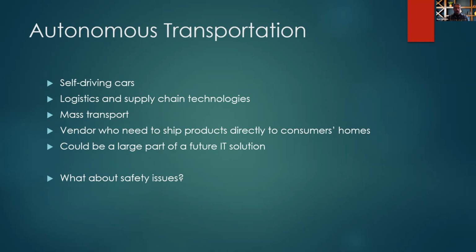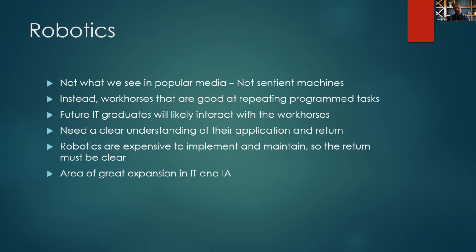Vendors need to be concerned about how they're shipping products to consumers' homes, and that's probably going to be something that looks at autonomous transportation in the future, simply because there's so much more demand for that now, especially since the pandemic. So autonomous transportation, getting products to customers, could wind up being a very large part of a future IT solution. We also have to concern ourselves with the safety issues, which I mentioned earlier, having to do with how safe these autonomous transportation technologies are.